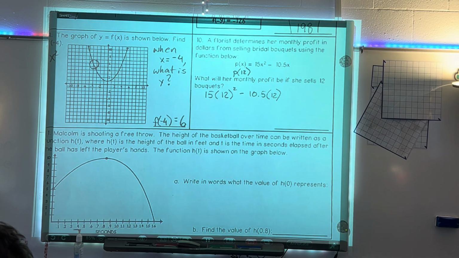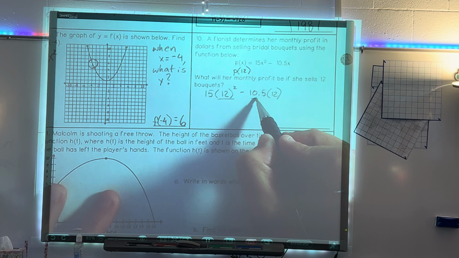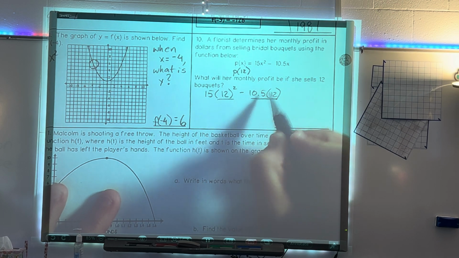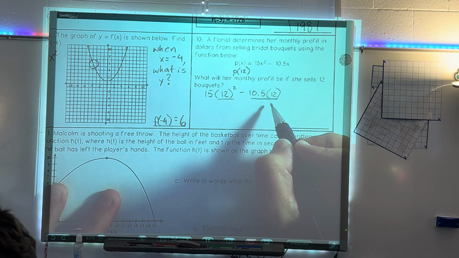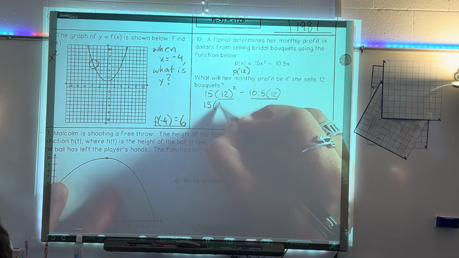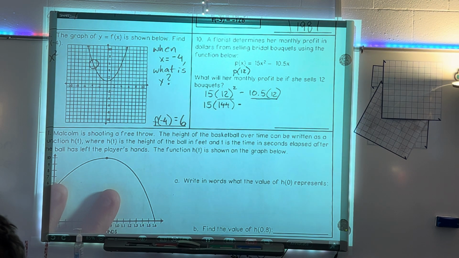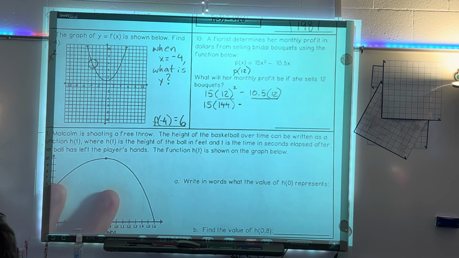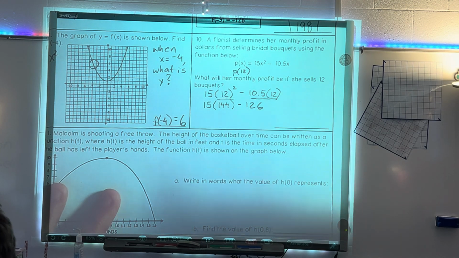All right, so what do I need to do here? I'm going to square my 12. I'm also going to do this step right here because it's independent, because it's separated by this subtraction. So I'm going to do those at the same time. Y'all okay there? You don't have to do that, it's up to you. So I have 15, 12 squared is 144, minus 10.5 times 12, 126. Okay, now what do I need to do?